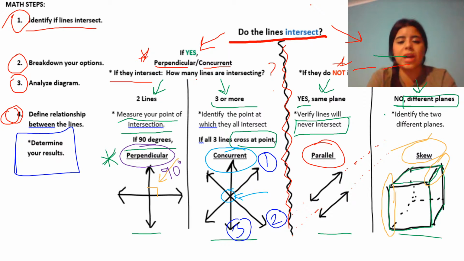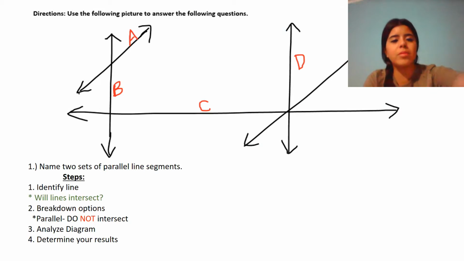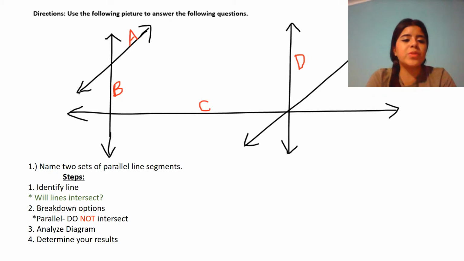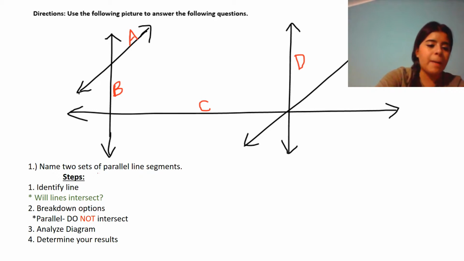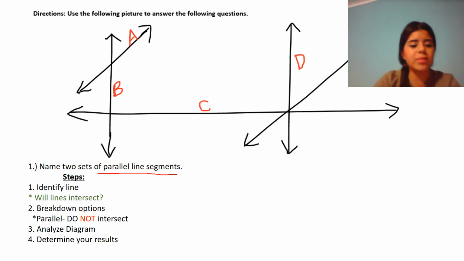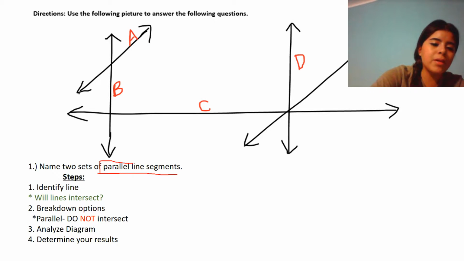Okay, so at the end, of course, we are determining our results. We determine what type of line that is. So let's go ahead and start some practice problems. We're going to be using the following picture to answer the following questions. Question number 1. Name a set of parallel line segments. What are they asking for? Parallel lines.